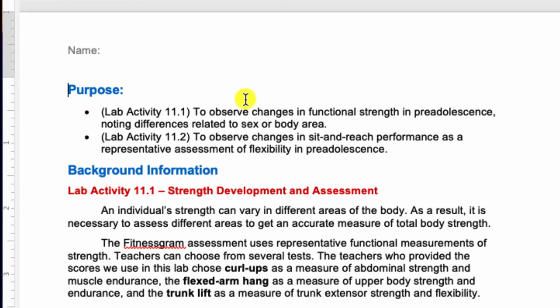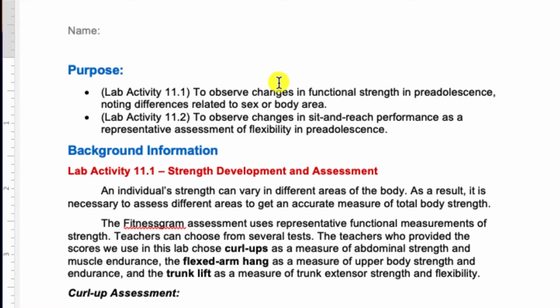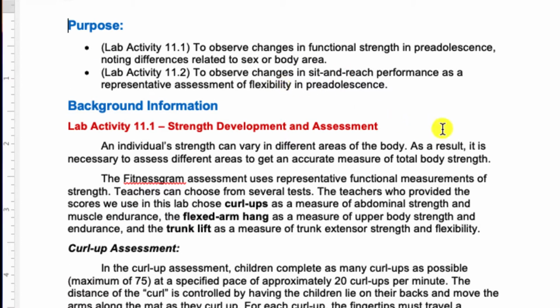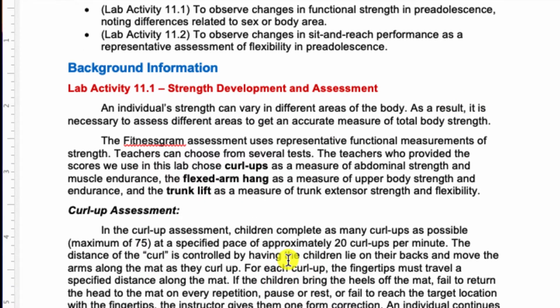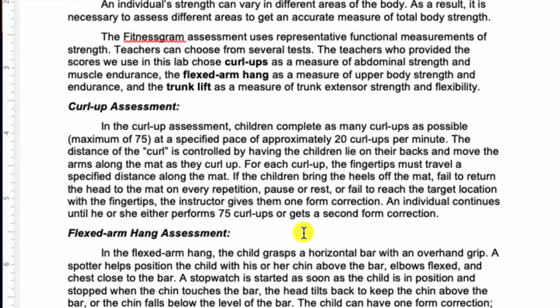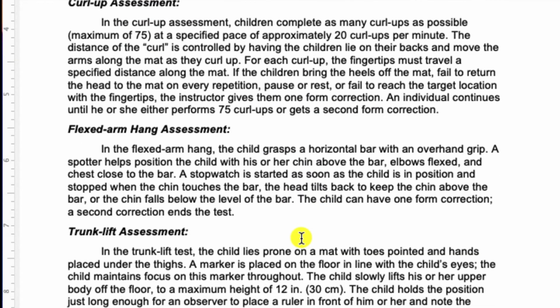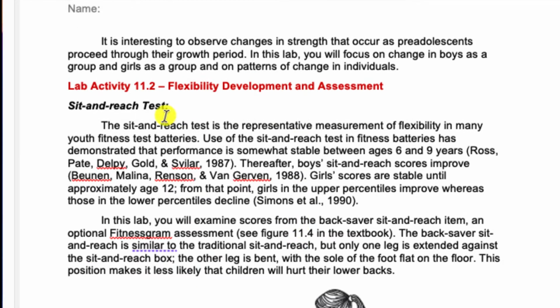Hi guys! For this week's activity, we're going to be focusing on our strength and flexibility concepts from chapter 11, and we're specifically looking at developmental trends or kind of assessments, particularly in youth populations. So in your background section, I've given you some information about the different assessments that are included in a set of data you've been provided with for this week. And same thing goes for the flexibility assessment of the sit and reach test.